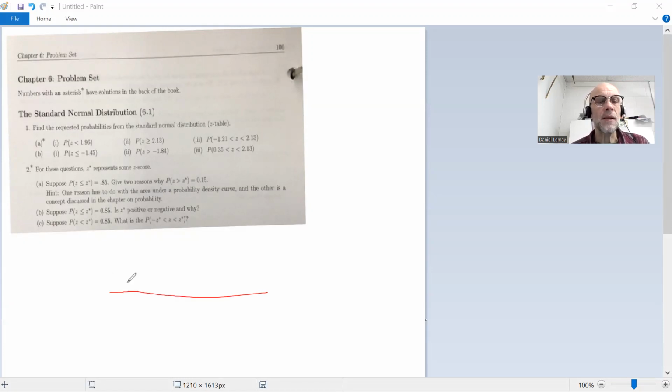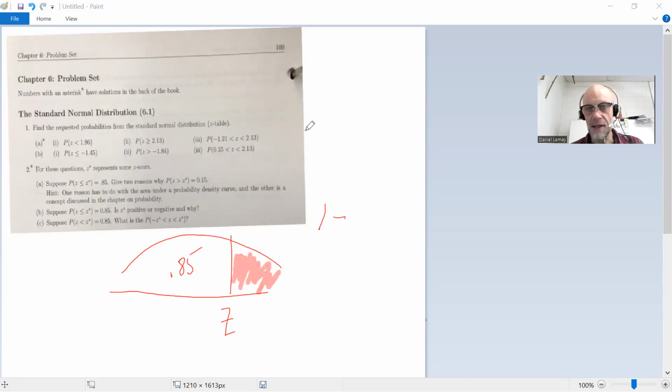Suppose that some z-score has a probability of some event being less than that of 0.85. So they're asking us for two reasons why it's 0.15 above. Well, I know the area under the curve is one. How do I know that that area is 0.15? Well, one minus 0.85 is 0.15.